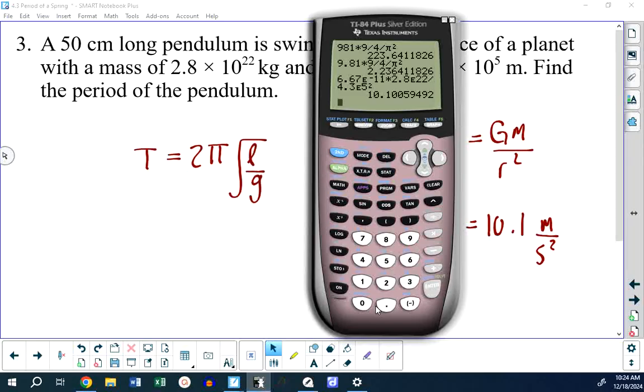So now I can put that number into my formula, 2 pi multiplied by the square root of L, which was 0.5 meters. It was a 50 centimeter long pendulum, which is 0.5 meters, divided by g, so about 1.40 seconds.